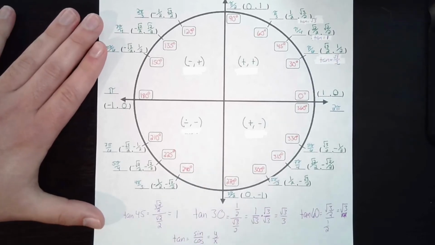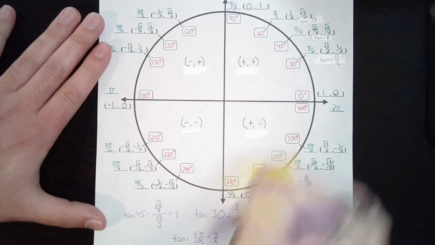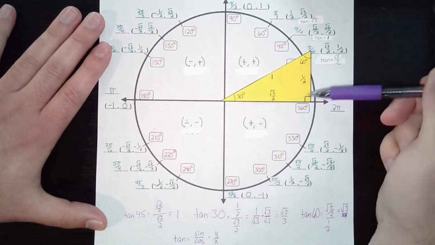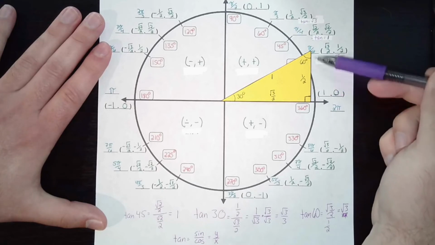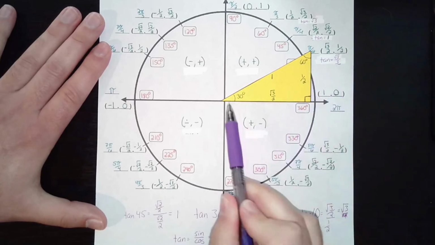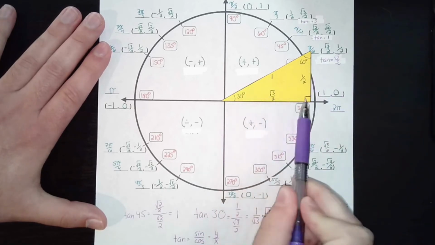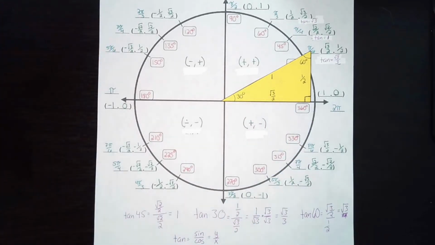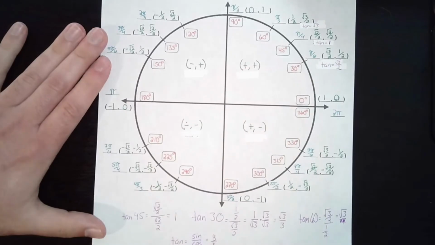Okay, and I can see that if I bring back my triangle here. If you remember back to how we got these coordinates in the first place, my y-coordinate is that sine value because it's 1/2 over 1, and my tangent value is the same thing, just the cosine value, the x-coordinate. So that's going to help us find some of our other tangents as well.